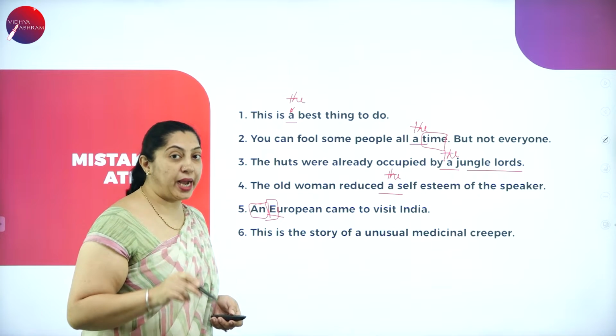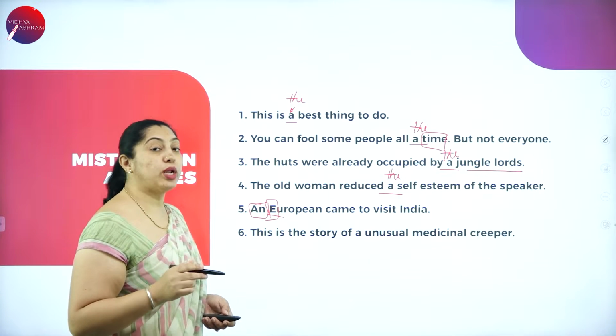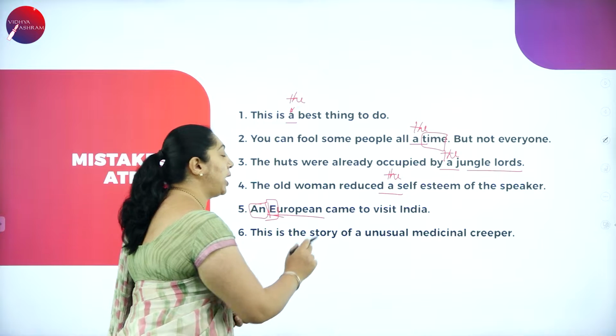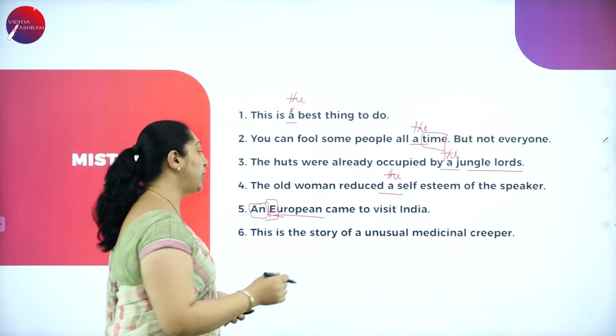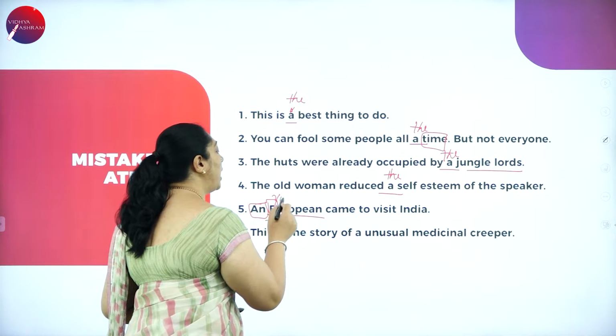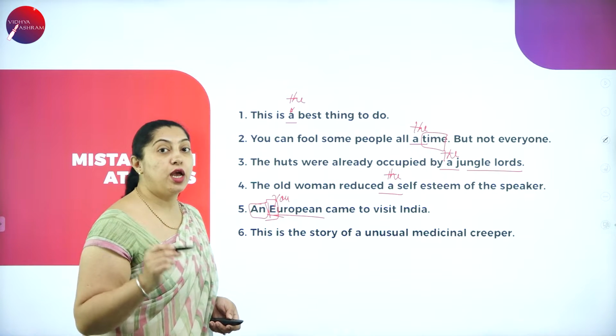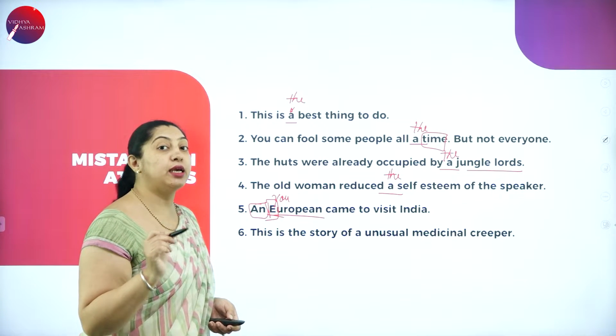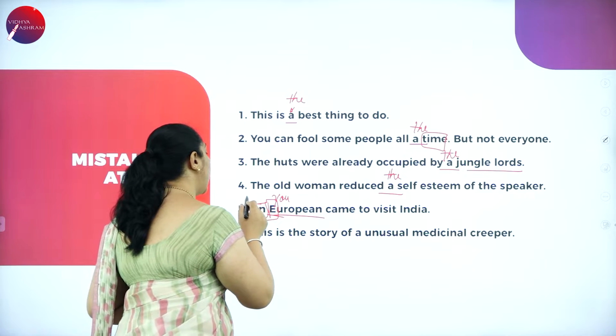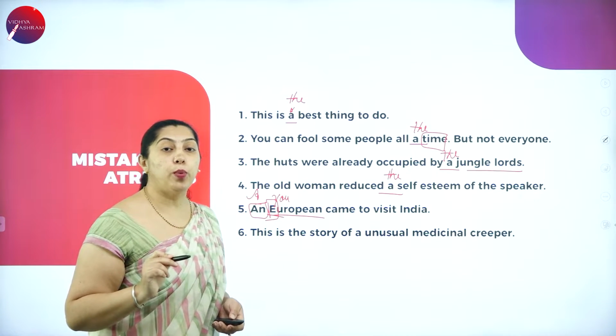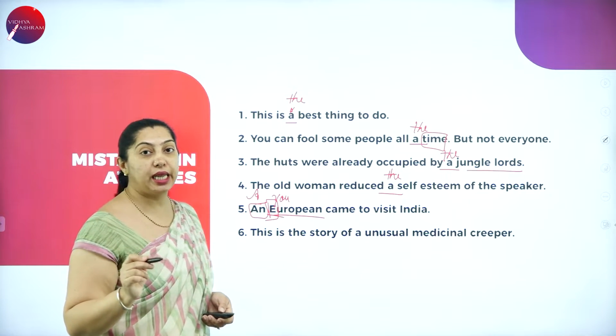I agree. But in this word, European, when you pronounce this word, it sounds like U, Y-O-U, European. So it is not the article an you use here, it is the article a. A European came to visit India.